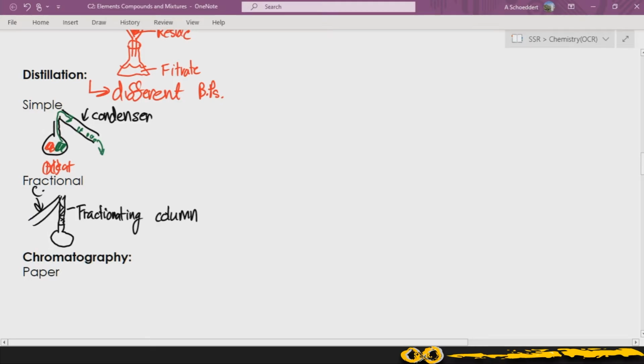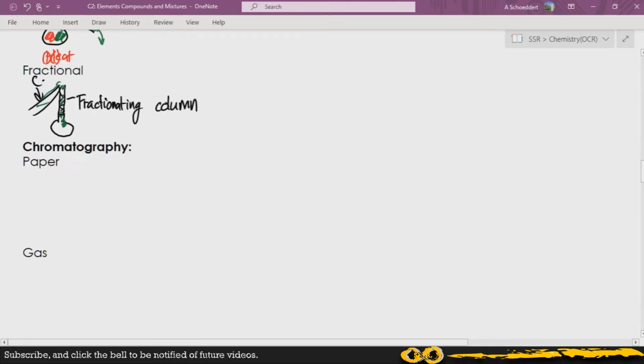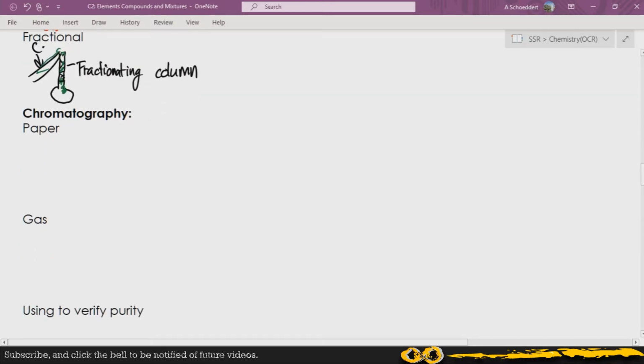In this case, all of the green substance would have to have passed through before the fractionating column will be able to heat up to the point that the boiling point of the red substance is reached. And so it separates the two compounds out with a little bit more distance because it takes time for that heating to take place. Another technique that we have is chromatography.